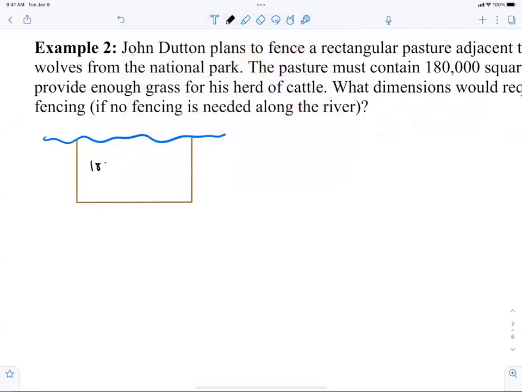So the area of this pasture must be 180,000 square meters. I'm going to call the sides that are parallel to each other X, and the side that is parallel to the water, I'm going to call Y. Remember, it's important that you stay consistent with however you've labeled it. You could use different variables than me, up to you.